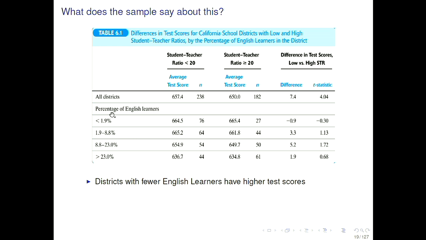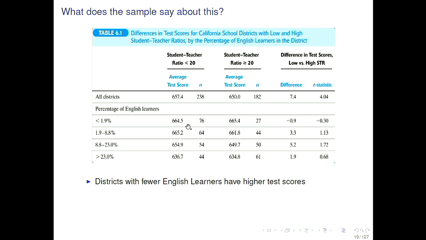Now we have more categories for percentage of English learners. The second group, the percentage is between 1.9% and 8.8%. And the third one, we increase the percentage a little bit. And the last one is the districts with the largest percentages of English learners. So the idea is that for each row, the only difference is the class size. For each row, there's not much difference in terms of English proficiency, right? And then for those districts with mostly native speakers, when we take the difference of test score between small class size and large class size, the difference is even negative, right?